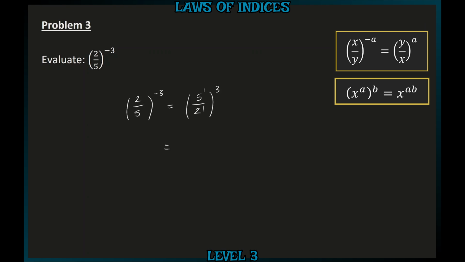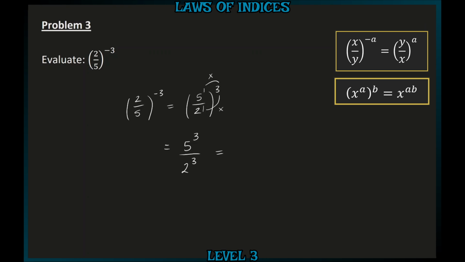So applying that here, we're going to do 1 times 3 on our numerator, which gives us 3. So the numerator becomes 5 to the power of 3. And on our denominator, we're going to do something similar. 1 times 3, which is 3, and it becomes 2 to the power of 3.